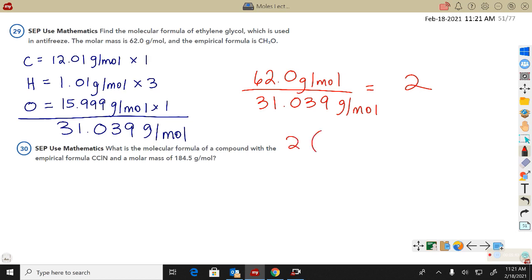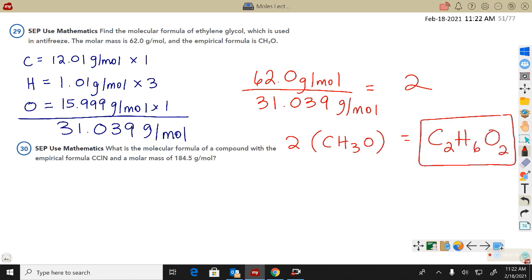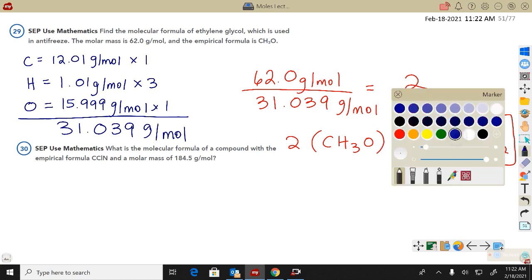So I'm going to take 2 times the CH3O, and I'll get a ratio of C2H6O2. Done. And if I wanted to confirm it, if I wasn't sure, then I can just add the carbon, hydrogen, oxygen, and I should get a mass of 62 grams. Well, this isn't so bad, right? It's almost kind of fun.